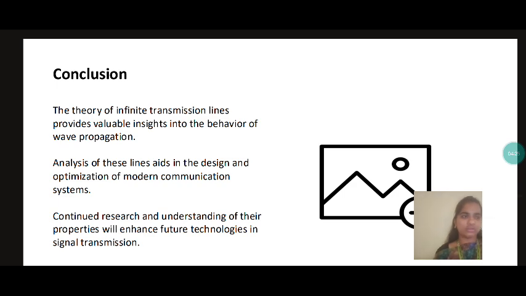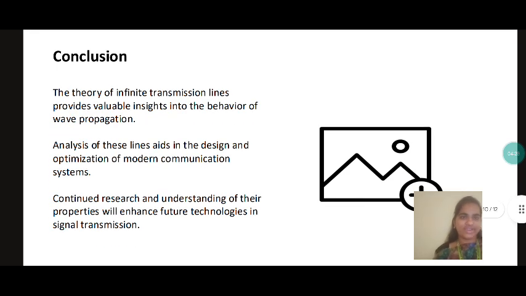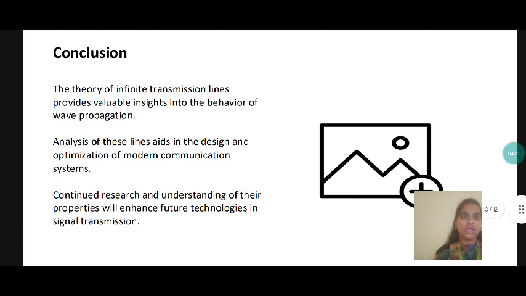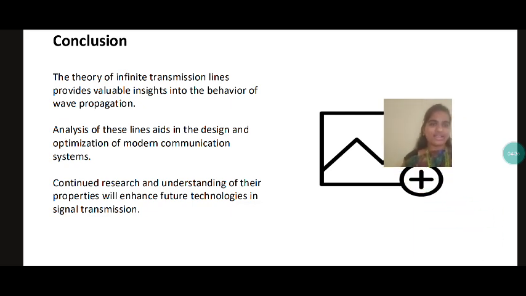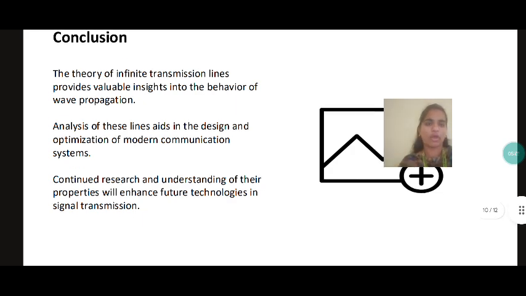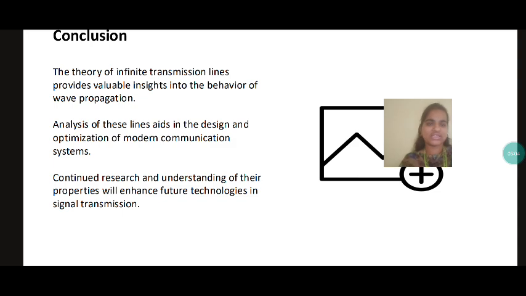And conclusion. The theory of infinite transmission lines provides valuable insights into the behavior of wave propagation. Analyzing the lines aids in designing and optimizing modern communication systems. Continued research and understanding of the propagation will enhance future technology and signal transmission.